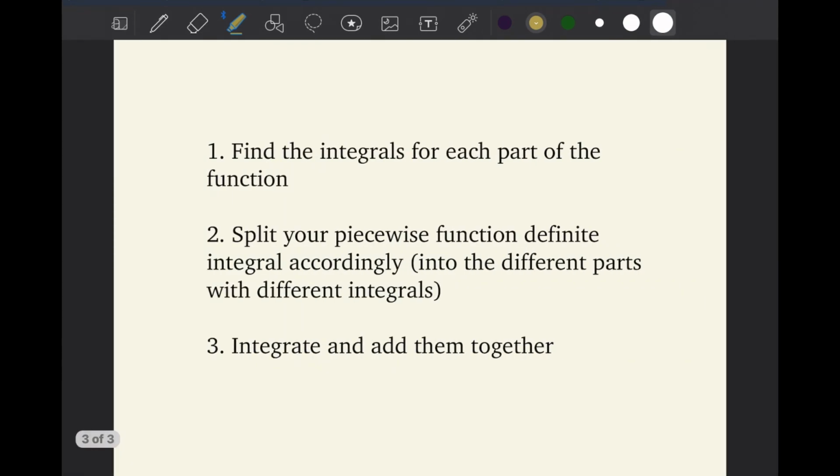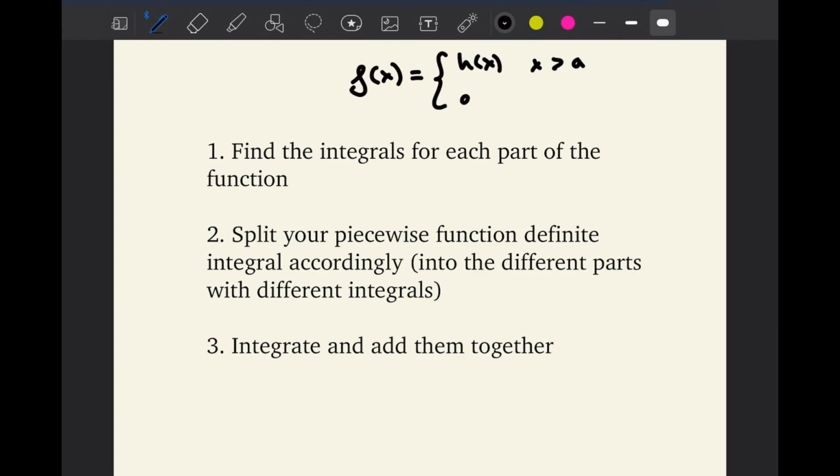When you have a piecewise function, it's made up of two or more different functions. You have f of x, and it's equal to, let's say, h of x for x greater than a, and then g of x for x less than a. That's the simplest one. And to integrate this, for a definite integral, let's say we want an integral that goes from c to b, and c is less than a is less than b.